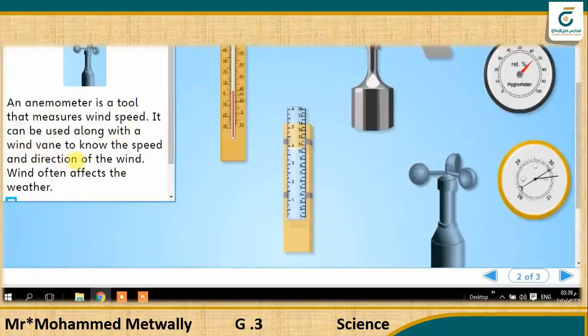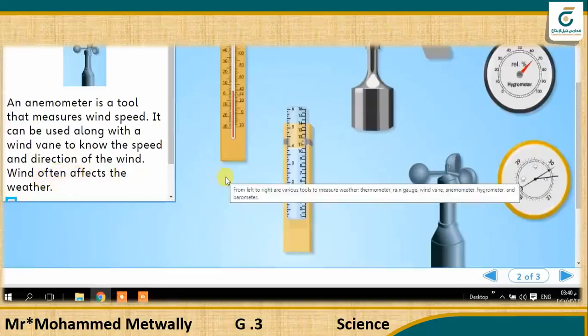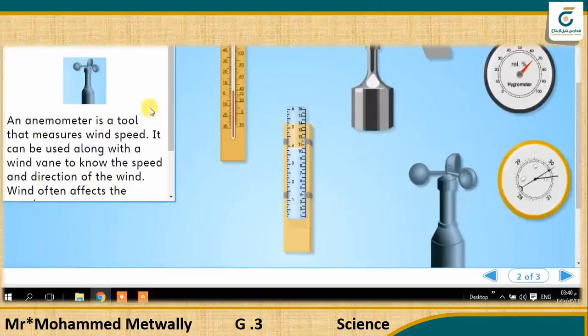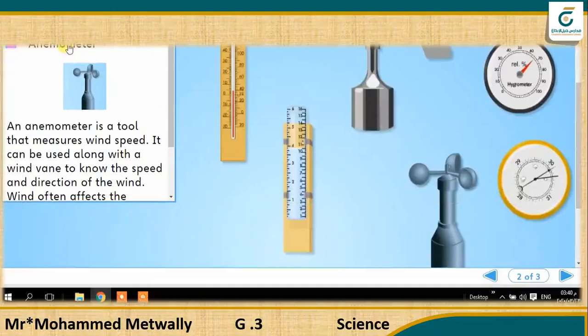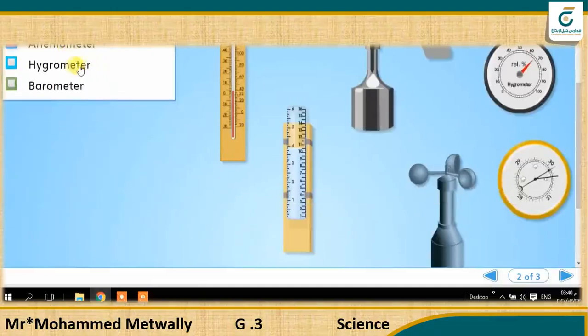of the wind. Wind often affects the weather. So one of the changes that happen to the weather is the wind. We can use this anemometer and the wind vane to measure the speed and direction of the wind through the weather. Another tool is the hygrometer.